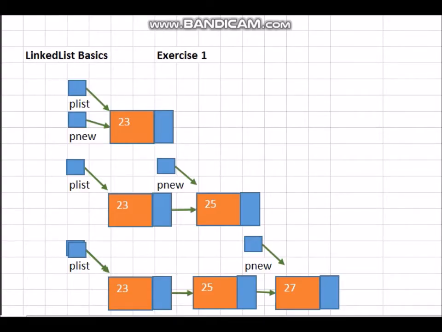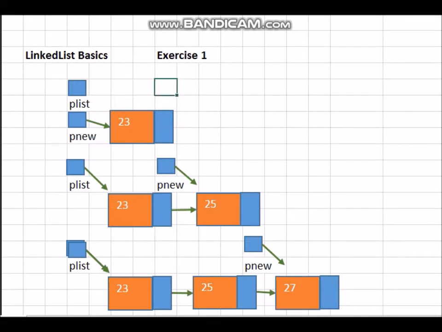Hello students, in this exercise we will create nodes and we'll connect them to the plist. In the beginning we will create 23 and we'll connect plist to the 23. In the second time we will create a node 25 and connect 23 to 25. And in the third step we'll create 27 and we'll connect 25 to 27. So how does it work?